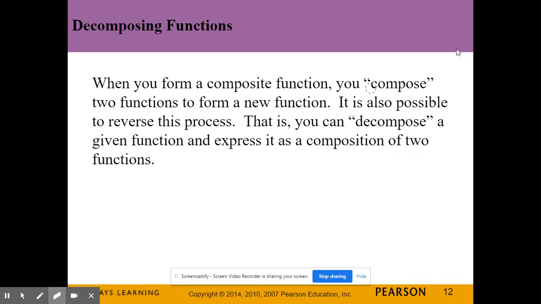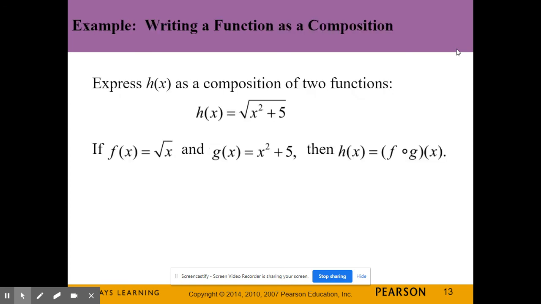Right, when you form a composite function, you compose two functions into one. That's why it's called a composite function. You're combining them, you're composing them. You can go the opposite direction. You can take a function and decompose it and write it as two functions in a composite. So in this case, you have h of x is equal to the square root of x squared plus 5. One of the functions would just be the square root of x. The other function would be everything that's inside. So you have x squared plus 5. Then h of x is equal to the composite of f of g.